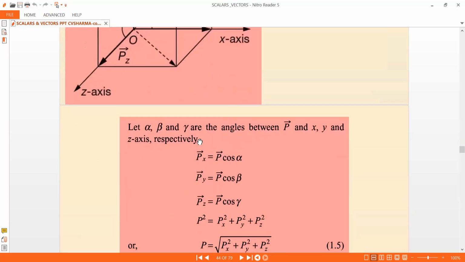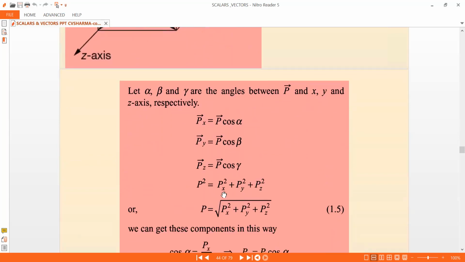Now alpha, beta, gamma are the angles between P bar and the x, y, z axes. So you can write Px is equal to P cos alpha, Py is equal to P cos beta, and Pz is equal to P cos gamma. Like this you can write. And P square is nothing but Px square plus Py square plus Pz square. So in 3 dimensions, similar to 2 dimensions, P is the square root of Px square plus Py square plus Pz square. Like this you get. So that is the modulus of the vector.